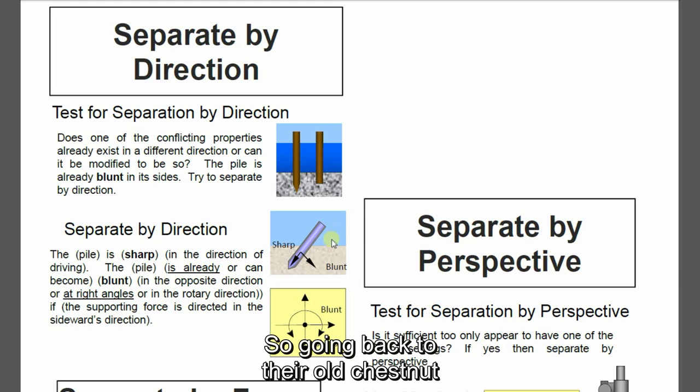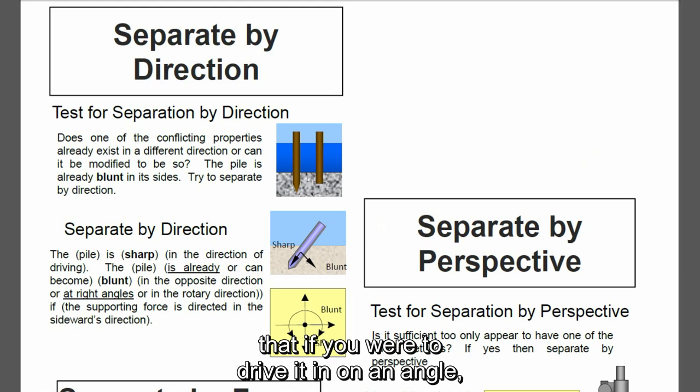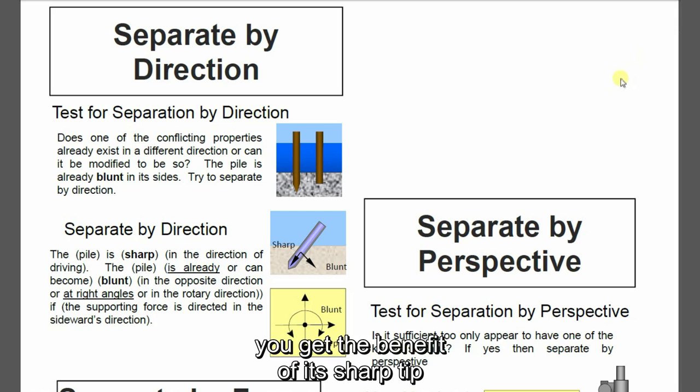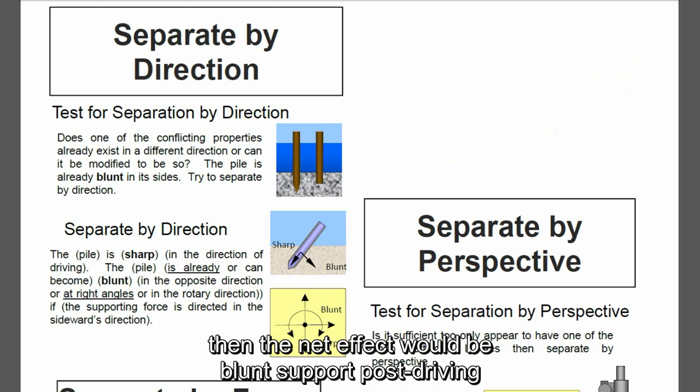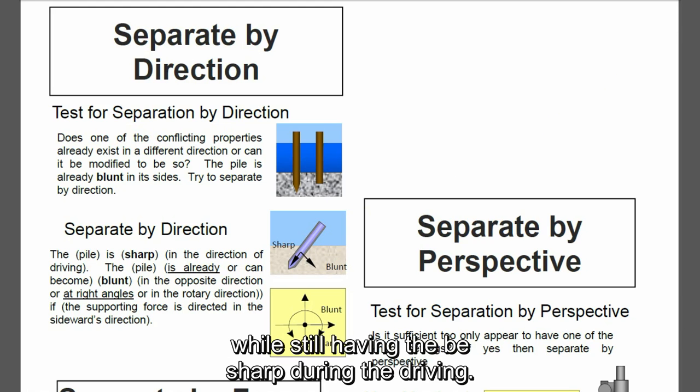So going back to the old chestnut example, pile driving, we can see that if you were to drive it in on an angle, you get the benefit of its sharp tip while having the effect of a dull surface for purposes of vertical support. If you imagined joining several of them crosswise, then the net effect would be blunt support post-driving while still having it be sharp during the driving.